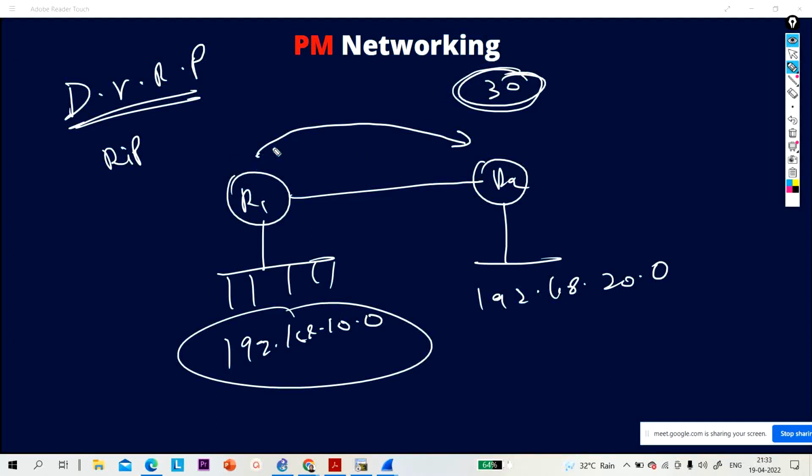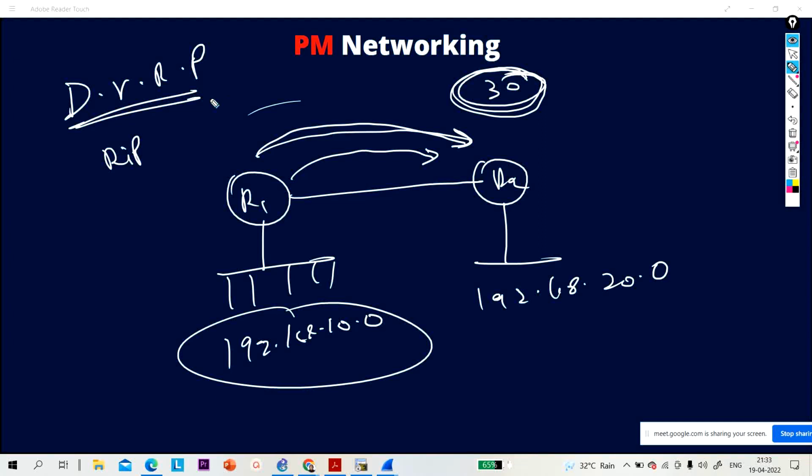If R1 sends one update to R2 that I have network 192.168.10.0, then whenever this network goes down or a new network comes up, only then should R1 send an update to R2. And when R2 loses this network, maybe R2 will ask R1 to send an update. Why are you sending updates every 30 seconds? There is no logic. So this is the second problem of RIP, a distance vector routing protocol.